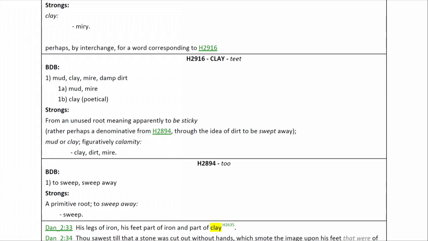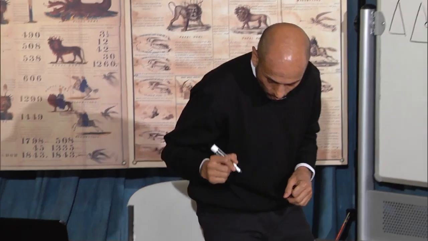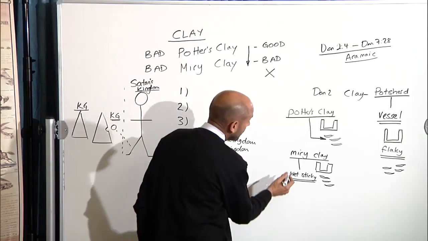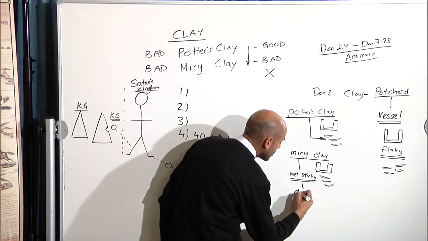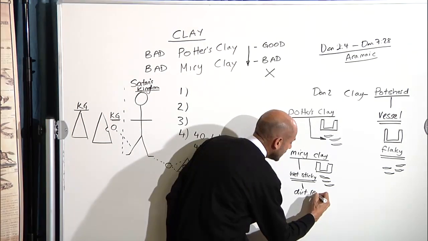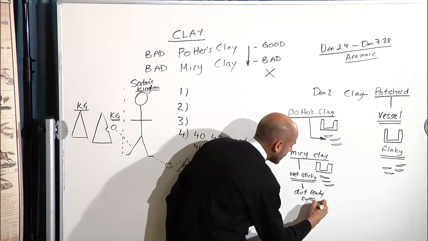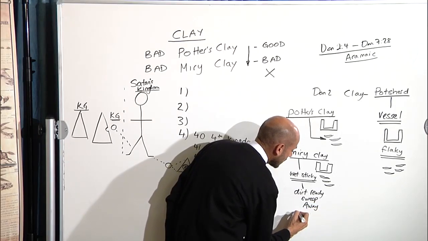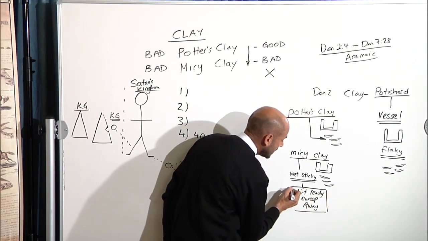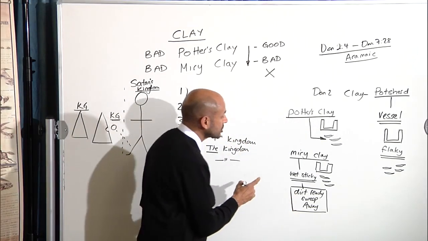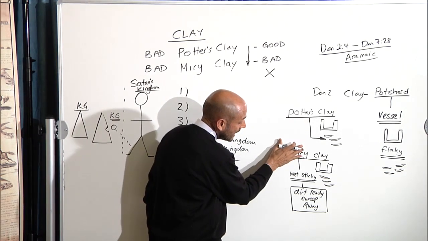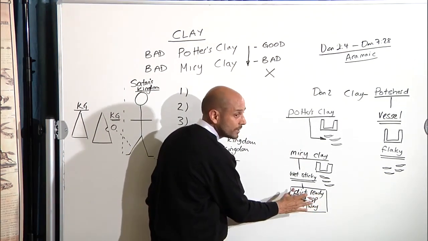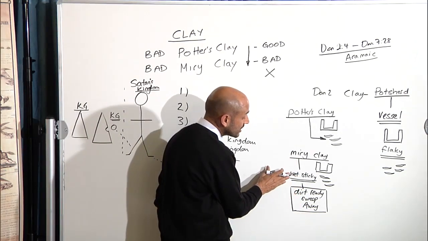And H2894 is the root word of all of this miriness, and it says to sweep away. So if you trace the word miry all the way down, its base definition is dirt that is ready to sweep away. And I think this is the imagery that's being portrayed by the term miry clay. The word miry is portraying that this clay is in a condition that it's dirt that's ready to be swept away. It's not portraying the imagery that it's wet and sticky.